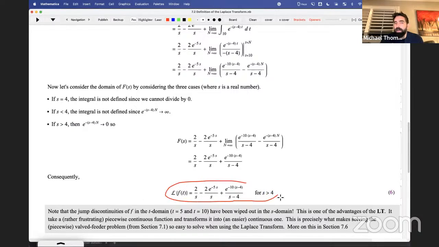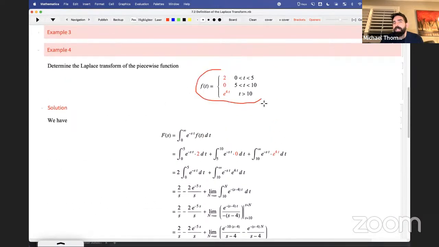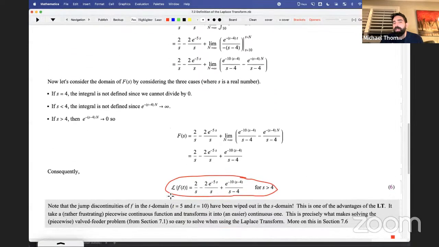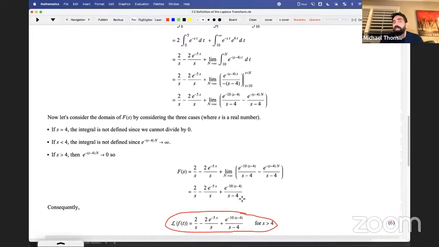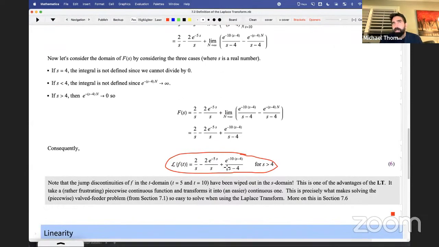Now here's the interesting part. We transformed a function which is piecewise in the t domain, but when we applied the transform to it, we got this other function, capital F of S. But you notice this one's not piecewise. There are no pieces, let's put it that way. It's a continuous function. So what happened here is we basically wiped out the discontinuities. We had some discontinuities at 5 and 10, and they get wiped out. That's one of the advantages of using the Laplace transform.